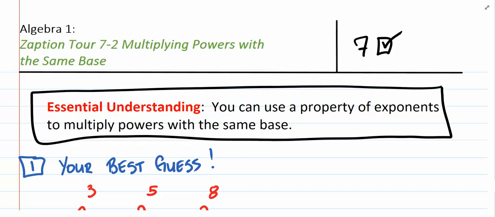Welcome to Zaption Tour 7.2, multiplying powers with the same base. There's 7 boxes. The essential understanding here is that you can use a property of exponents to multiply powers with the same base. So let me give you box number 1 here.